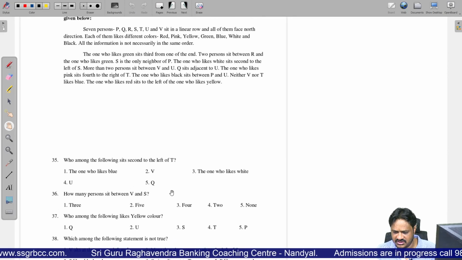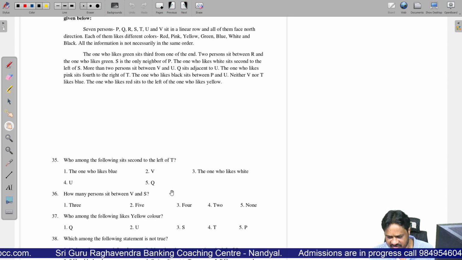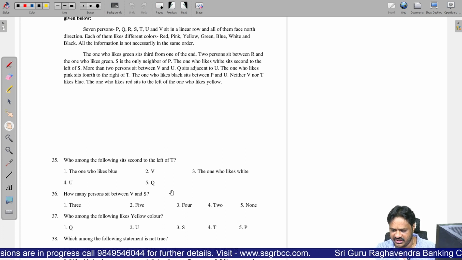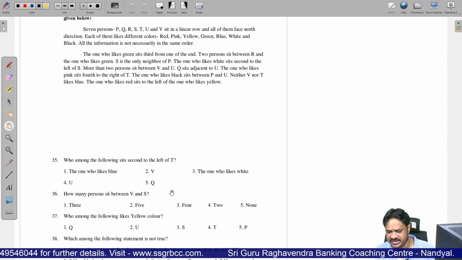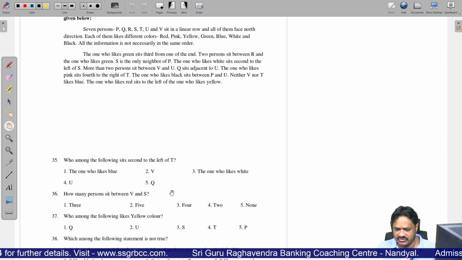The one who likes green is sitting third from one end. 2 persons are there between R and green. S is the only neighbor of P. The one who likes white sits second to the left of S. More than 2 persons are there between V and U. Q is adjacent to U. The one who likes pink is sitting fourth to the right of T. The one who likes black is sitting between P and U. Neither V nor T likes blue. The one who likes red sits to the left of the one who likes yellow.